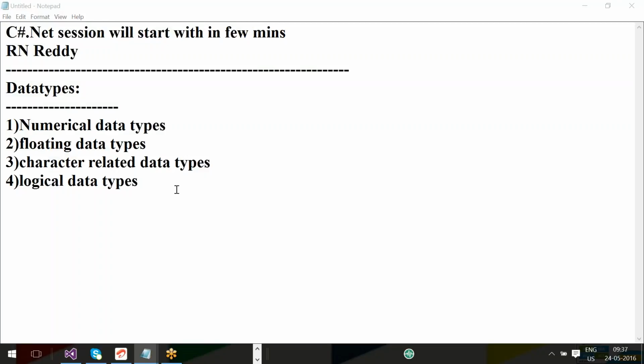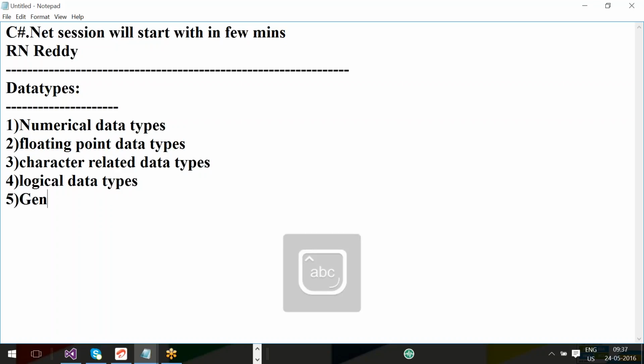Logical data types, numerical data types, floating point data types, character related data types, logical data types. The fifth one is general data types.